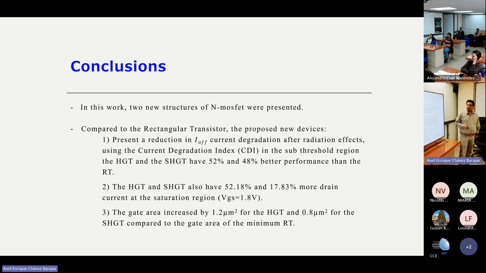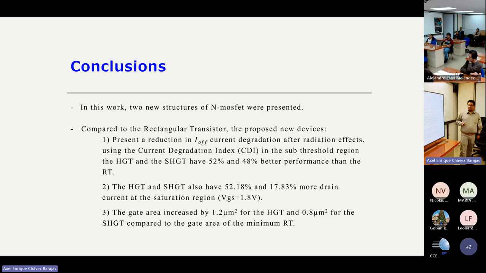The conclusions of this work are that two new structures of N-MOSFET devices were presented. We compared these devices with the rectangular transistor, and they present a reduction in off-current degradation from radiation effects. Using the current degradation index, in the successful result, the Hall-less transistor has 52% better performance than the rectangular transistor, and the semi-Hall-less has 48% better performance.